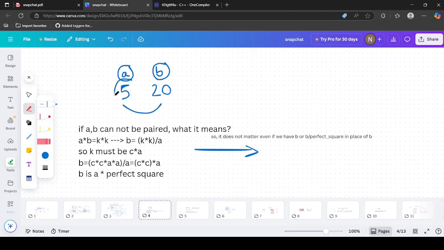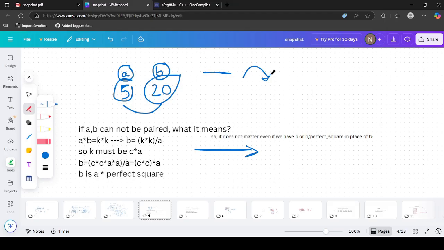For example, let's say we have two numbers 5 and 20. In which cases can A, B not be paired? If A and B are unable to pair, what does it mean? It means that their product is a perfect square. 5 and 20 is 100, which is a perfect square, so we are unable to pair 5 and 20.